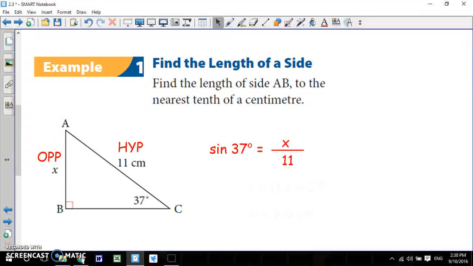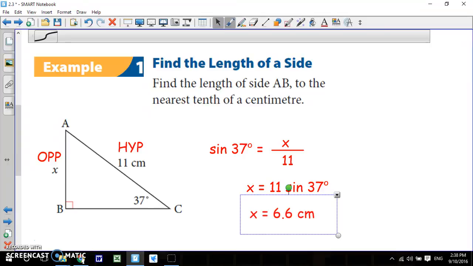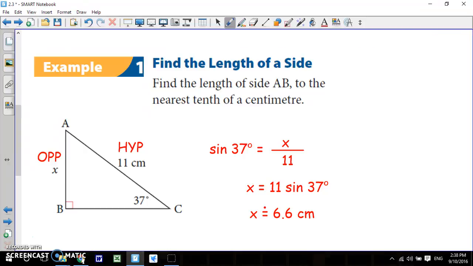We want to find out what X is, so let's cross multiply to solve this equation. X can be written as 11 sine 37 degrees. Now take out your calculator and enter 11 times sine, which is a button, S-I-N, 37, equals. Round your answer to one decimal place, the nearest tenth of a centimeter. You should have X approximately equal to 6.6 centimeters.